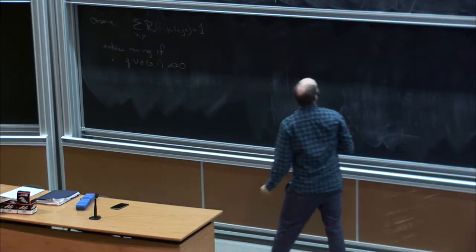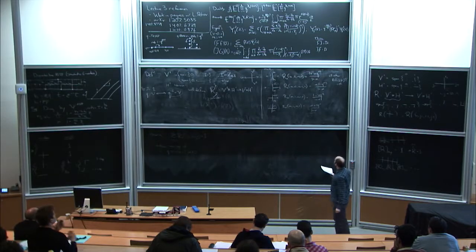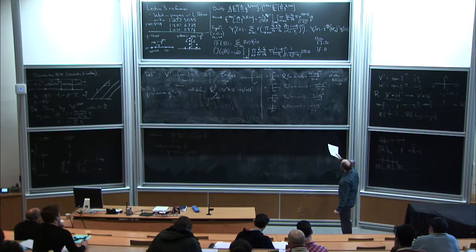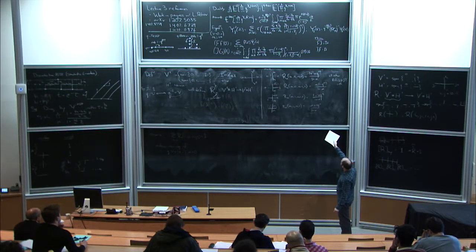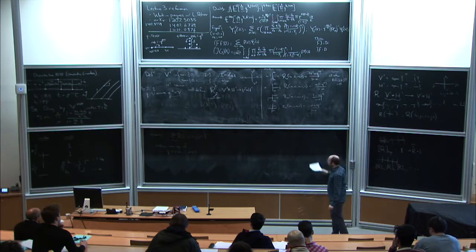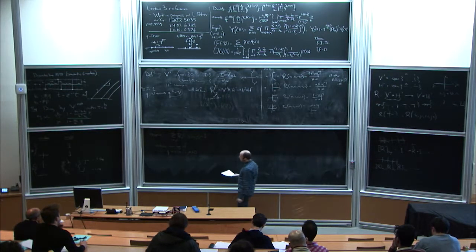Is that clear? Can you see? So just check it. The first one is clearly true. The second one is clearly true. The third one, since nu is less than 1, is clearly true, and the fourth one is clearly true. So this is one case.